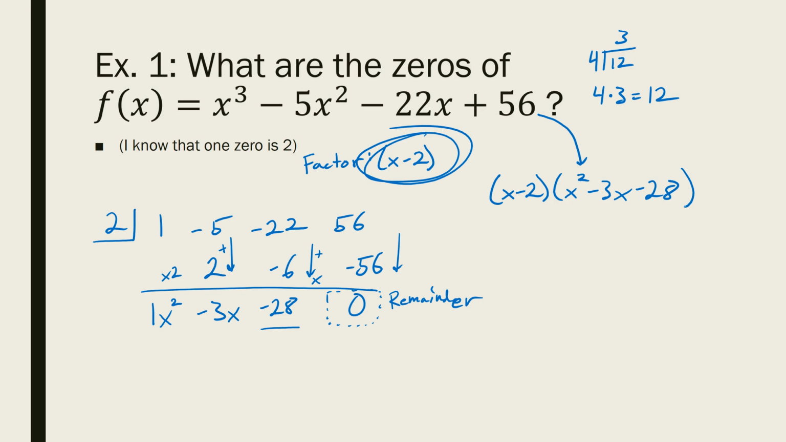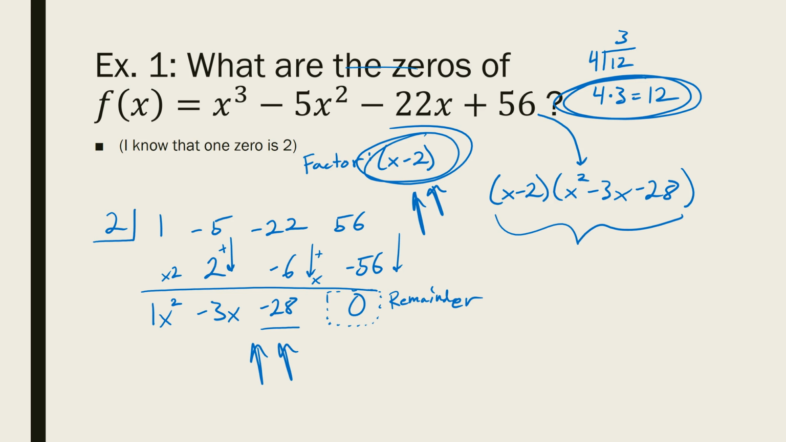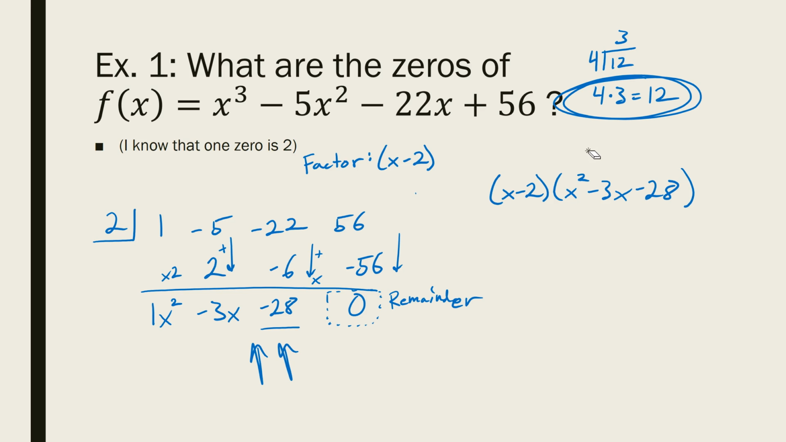And the reason I can say that is the same reason I can say this. Since I divided out x minus 2 and got this answer, I know that if I were to multiply x minus 2 times that answer, I would get the original starting problem, because division is the opposite of multiplication. And since I had no remainder, it worked out perfectly. So look, I just factored. I factored out an x minus 2, and I was left with this quadratic.